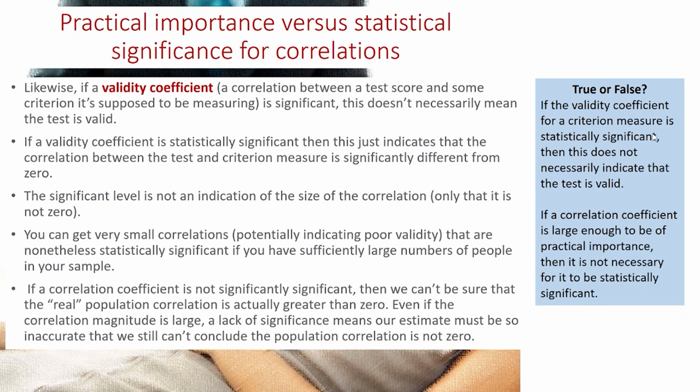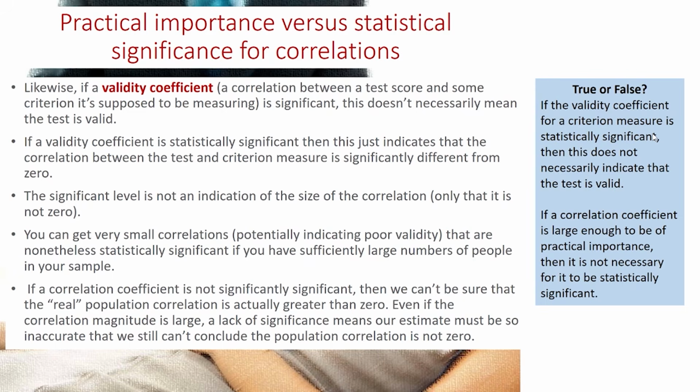Alright, so if a correlation coefficient is not statistically significant, then what can we say? Well, we can't be sure in this case whether the real population correlation is actually greater than zero. So this is a situation where the correlation magnitude is large. That is, we do our study and, for example, our test score and its criterion have a very high correlation between the two. That means nothing if it's not significant. Even if the correlation magnitude is large, a lack of significance means our estimate must be so inaccurate that we still can't conclude that the real correlation, the population correlation, is not zero.